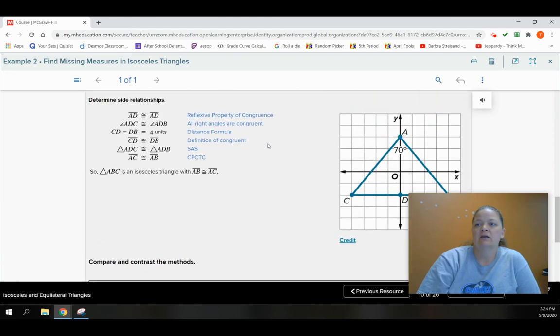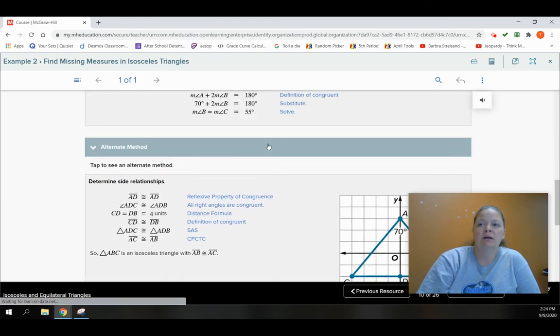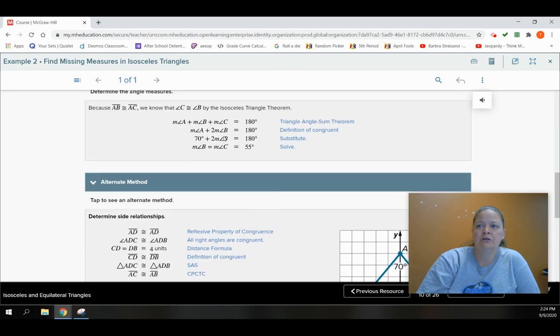You can pick which method you like better for proving that those two angles are going to be the same. And so therefore, you're going to use the triangle sum theorem to find the measurement of them. It's entirely up to you. Feel free to rewind the video and check them out again to pick your favorite.